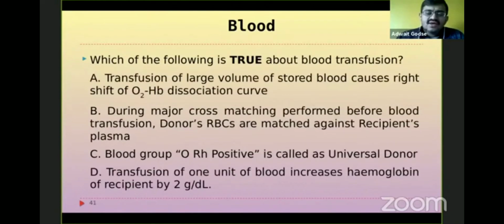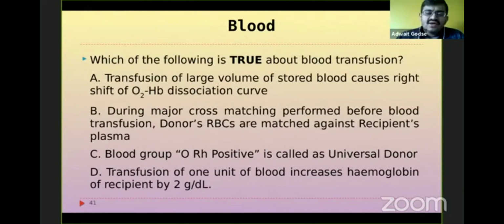Next. This is a very long multiple choice question, and it will take a while to read. I'll read it out for you. Which of the following is true about blood transfusion? A. Transfusion of a large volume of stored blood causes right shift of the oxygen hemoglobin dissociation curve.